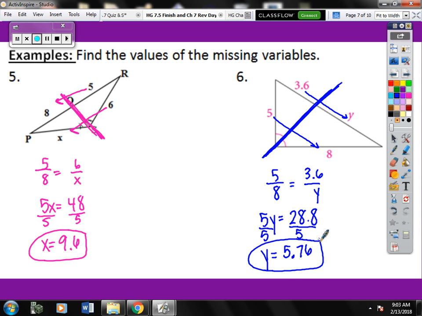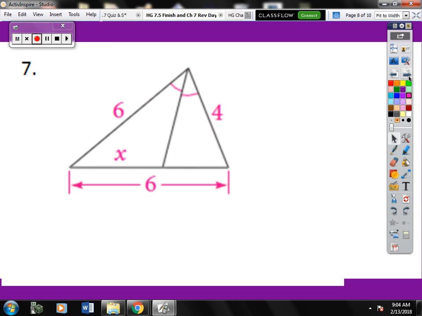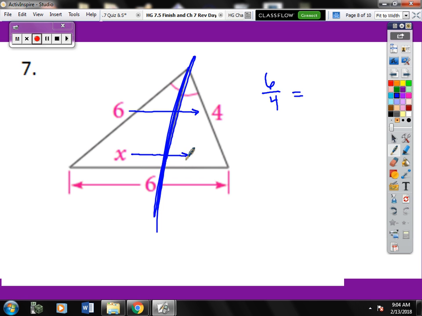Do not round your answer. Write out all the decimals unless you want to leave it as an improper fraction. You should get 5.76. And the last one just gets a little bit harder because we don't have one of the sides given to us. So again, notice we do have an angle bisector. So if you want, we can do 6 over 4. If you want to reduce that, you can. Equals, so I'm doing this over this, equals this over this.